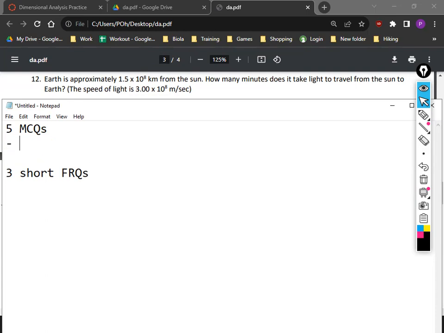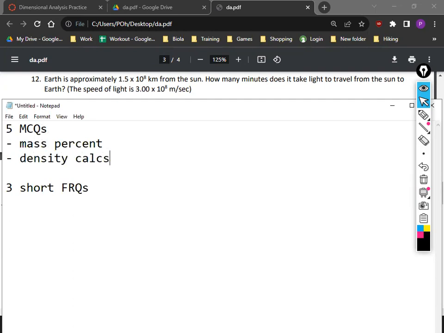One of the topics I think you'll need to know is how to calculate mass percent. We talked about that in the last lecture. So you've got the total mass, and then what's the percentage of mass of something that's inside of that. Okay. I'm trying to be very careful so I don't give things away. Another one is going to be density calculations. So be comfortable doing dimensional analysis with density.